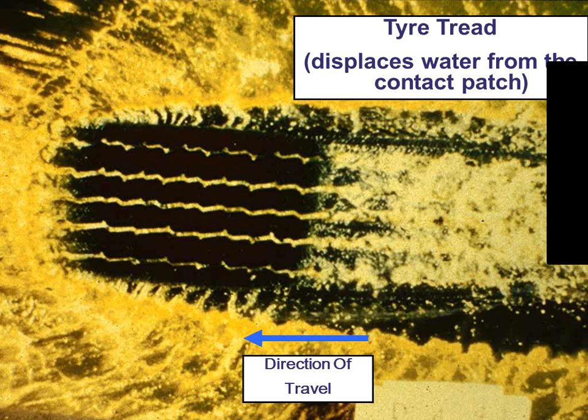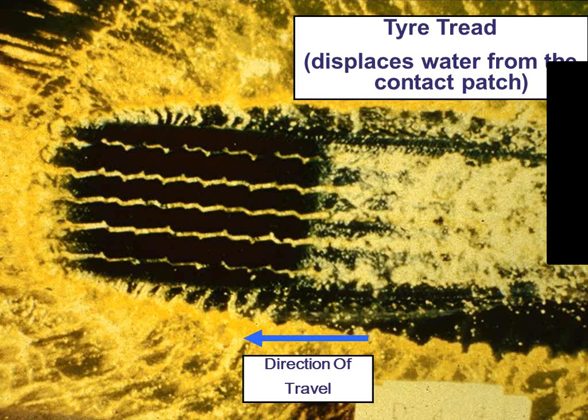Let's have a think about tyres. And this will hopefully hit home to people about how we need to keep our cars in good condition. What you're seeing here is you're looking up through a glass road surface. The yellow liquid is actually water. It's had some dye put in it so that you can see what's happening. You have the direction of travel of the car illustrated there.